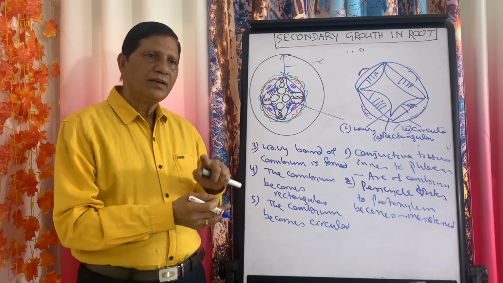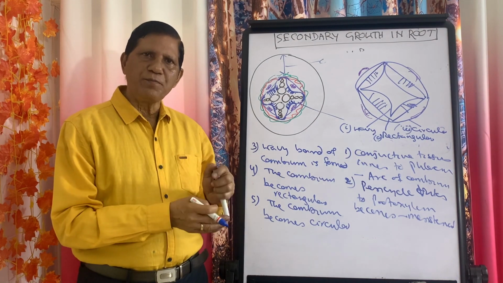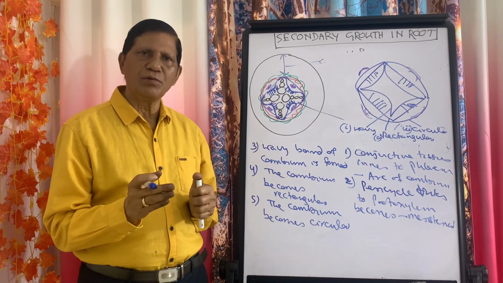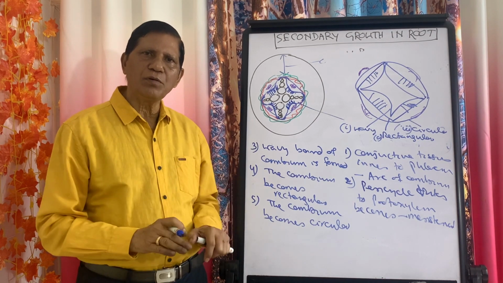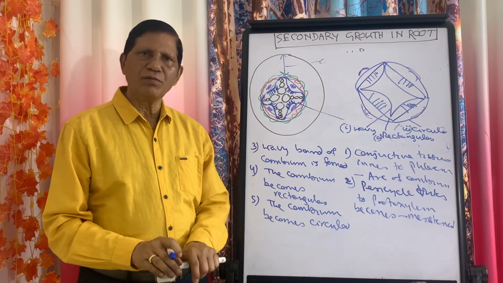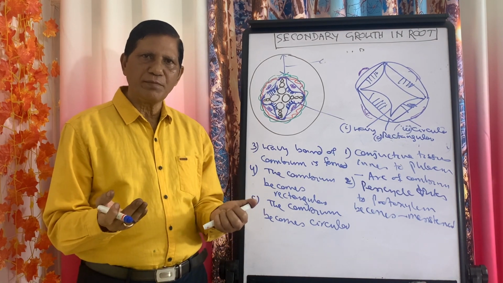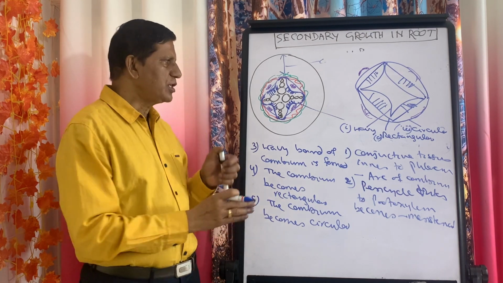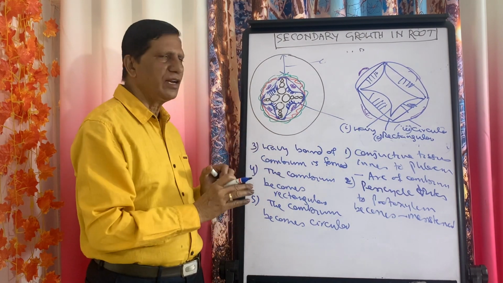But in case of stem, there is formation of annual rings, there is formation of heartwood and sapwood, but all these things do not occur in the root because they are underground. Since they are underground, seasonal fluctuation will not affect it. So there is no formation of annual ring or heartwood and sapwood. This is how the secondary growth takes place in the stellar region.